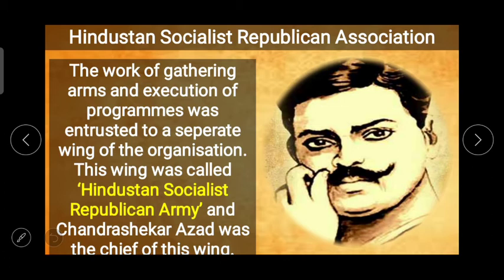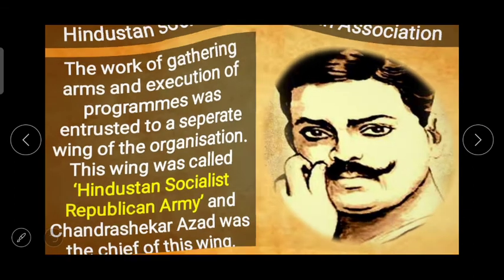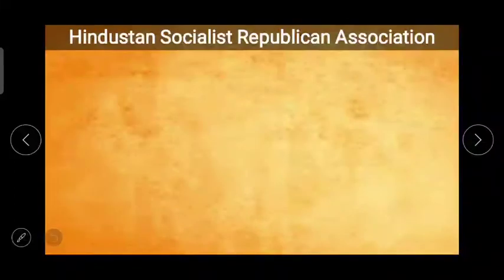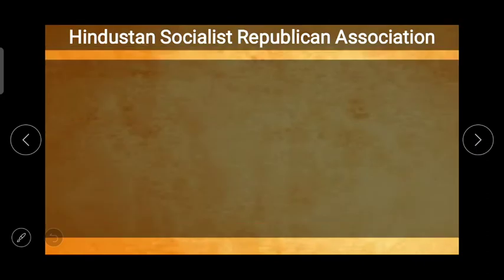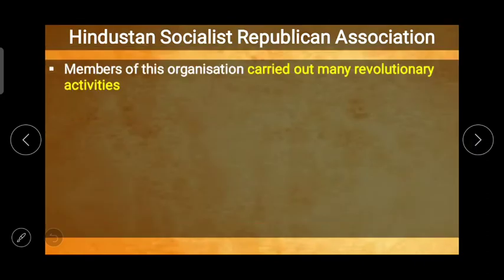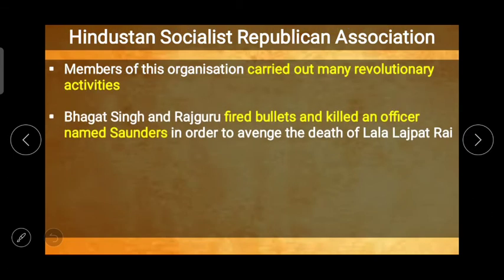Members of this organization carried out many revolutionary activities. Bhagat Singh and Rajguru fired bullets and killed an officer named Saunders in order to avenge the death of Lala Lajpat Rai.